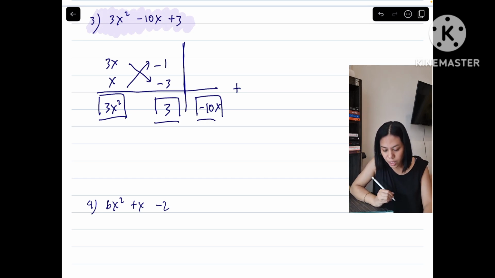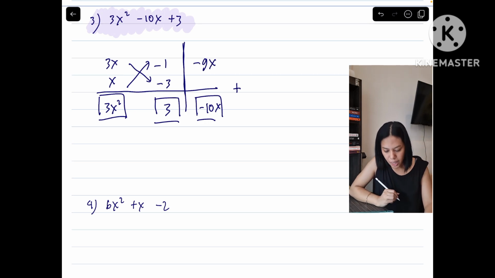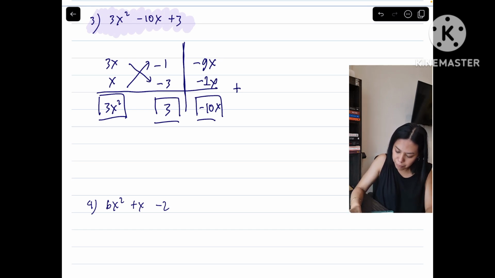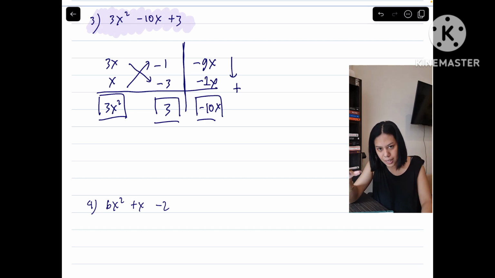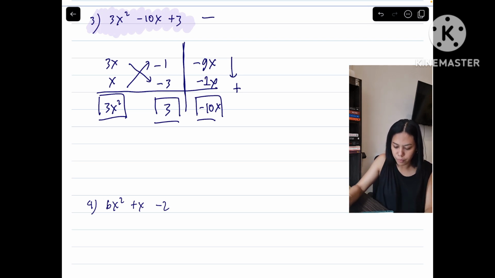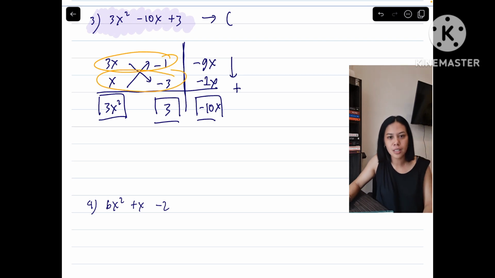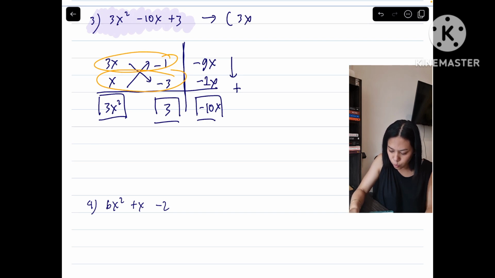Negative 3x times negative 3 is negative 9x. x times negative 1 is negative 1x. If I add negative 9x plus negative 1x, yep, it's negative 10x. So we have it. So the factorized form of 3x squared minus 10x plus 3 is written horizontally, people. When you multiply, it's crisscross, but when you write the answer, you write it horizontally. So it's going to be 3x minus 1 and then x minus 3.